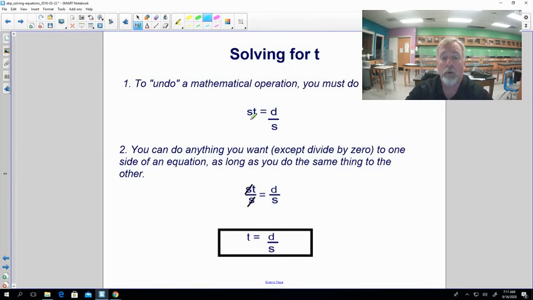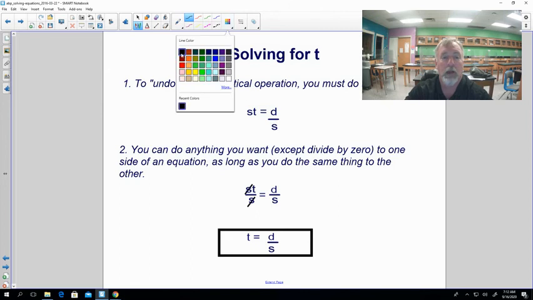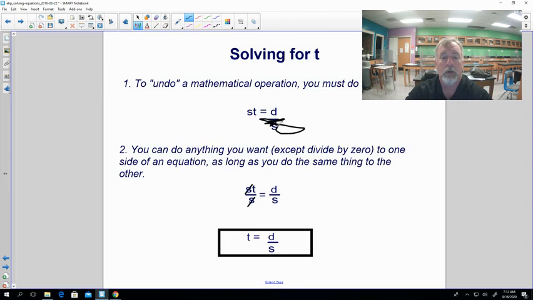Now let's apply our rules. We're going to undo our operation. If we want to get t by itself, what do we have to do? We have to divide both sides by s. So let's see. Oh, this shouldn't be here. Let me black this out just for a second, because I have a little typo here. That should not be there.